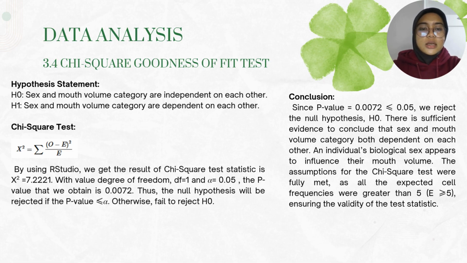So, we can clearly see there is sufficient evidence to conclude that sex and mouth volume are both dependent on each other. See, this actually justifies our hypothesis just now. So, we can say that males do have a larger amount of mouth volume compared to females. So biological sex appears to influence the mouth volume. And that's all for the chi-square method.